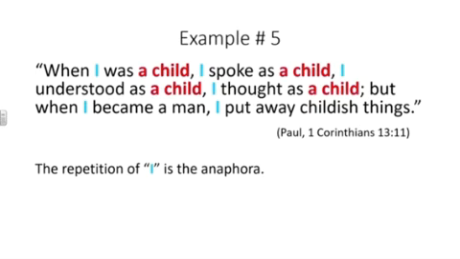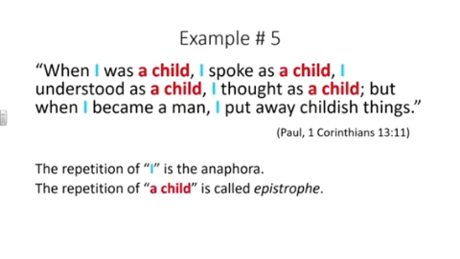Well, that's right. A child is also repeated, but it is not an anaphora. It is a repetition, but it's not an anaphora. Why? Because it's coming at the end of the clause, and that is called epistrophe. Epistrophe is the opposite of anaphora.